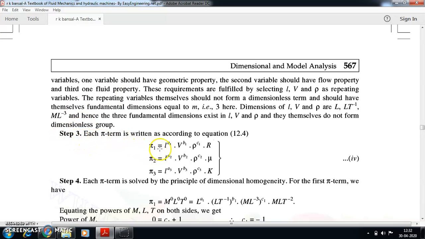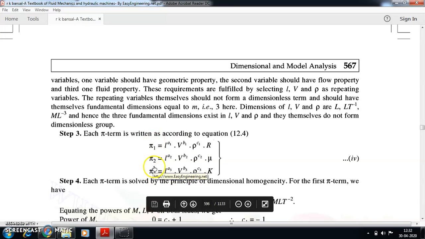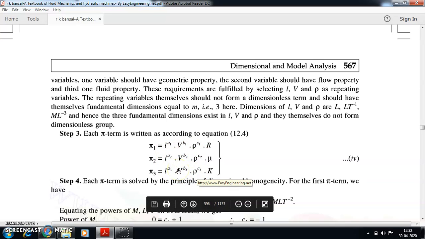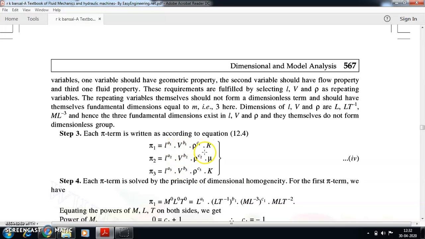Pi 1 is written as L, V, rho, and these are repeating. Why are they called repeating? In the pi 1, pi 2 and pi 3 terms, I am repeating the same variables, L, V, rho. Now when I write L, V, rho, there are 3 more variables which I have not used, I am yet to use. I have to use them inside the dimensionless or pi term.